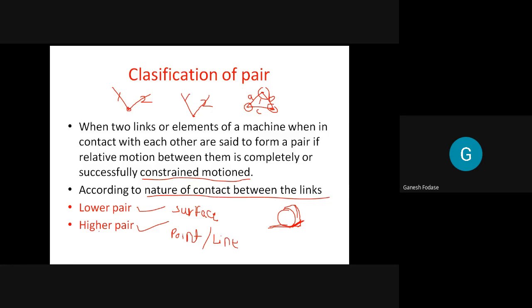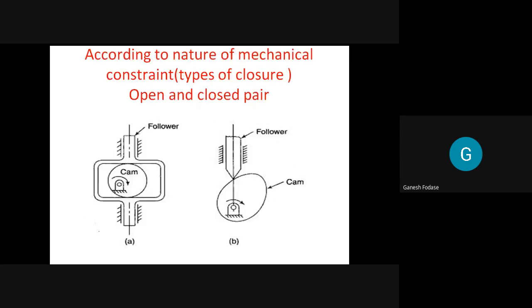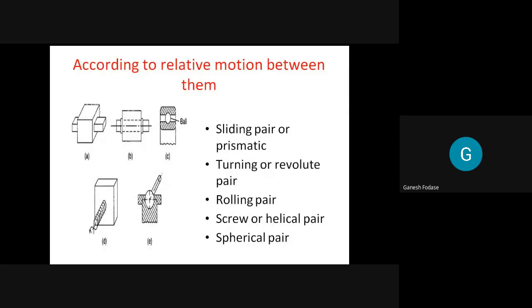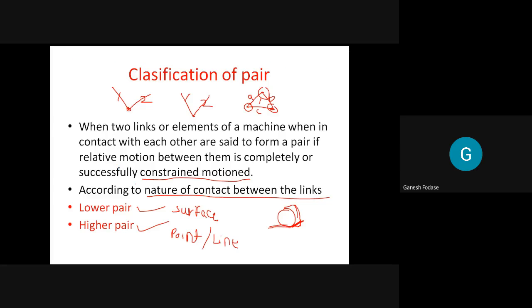In case of a slider kind of mechanism, a piston sliding inside a cylinder. Here also we talk about these examples. I told you this example at the time of constrained motion. This prismatic bar is sliding inside the other bar. So which kind of pair is this? Is it lower or higher pair? Lower. It is a lower pair. Okay, so I hope you understand the difference between lower and higher pair.